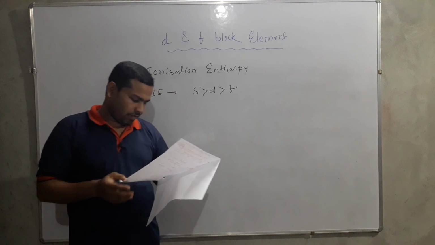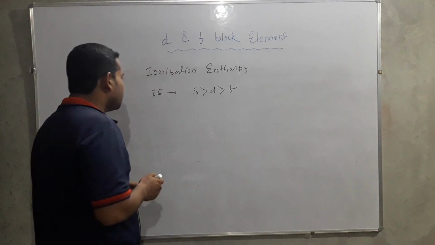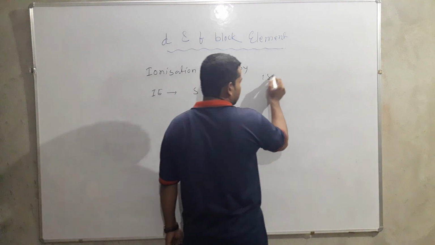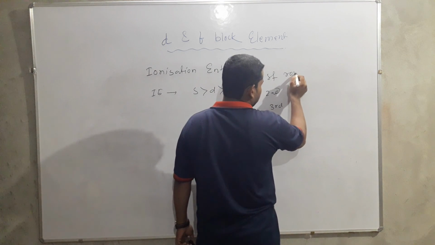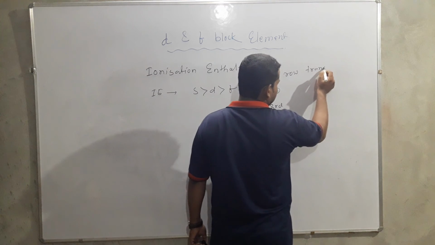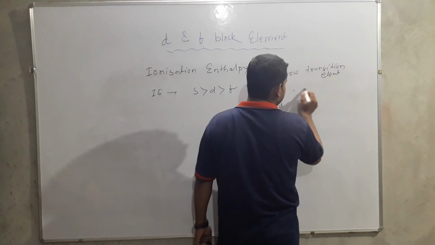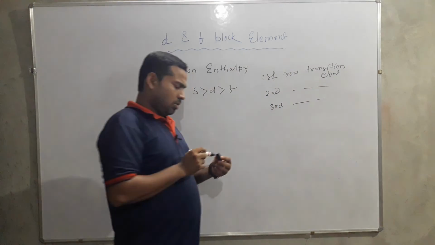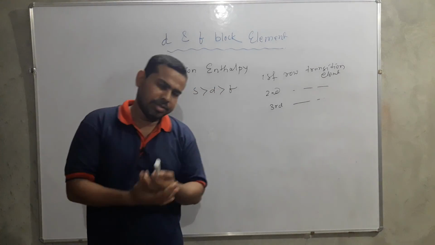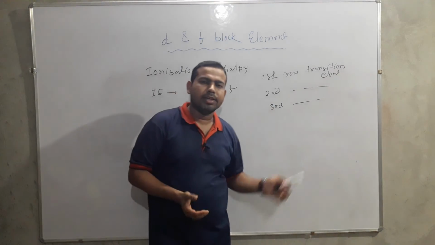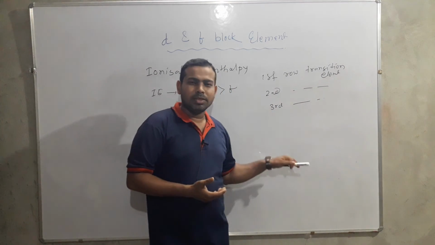Another, this first row, second row and third row transition elements. So from first row to second row, the transition element ionization enthalpy increases compared to second row to third row. Why? Due to the presence of F electrons, due to the increase of F electrons. Clear? Top to bottom, the number of F electrons increases.